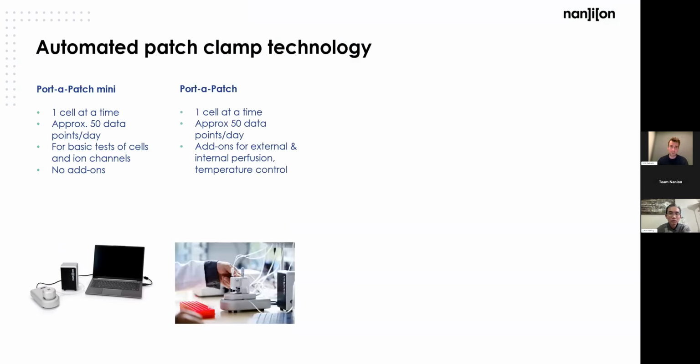The standard PortaPatch model can also patch one cell at one time, but it involves the use of various add-ons for continuous perfusion of external and internal solutions, as well as sensitive temperature control and the application of optogenetic stimulation as well if required.